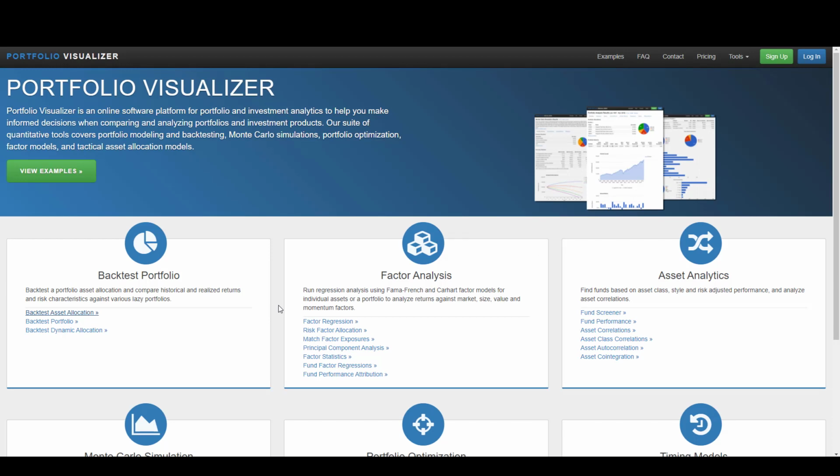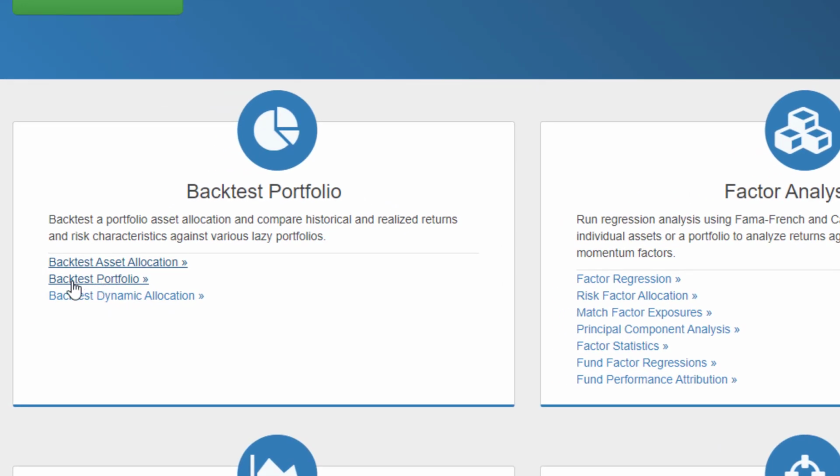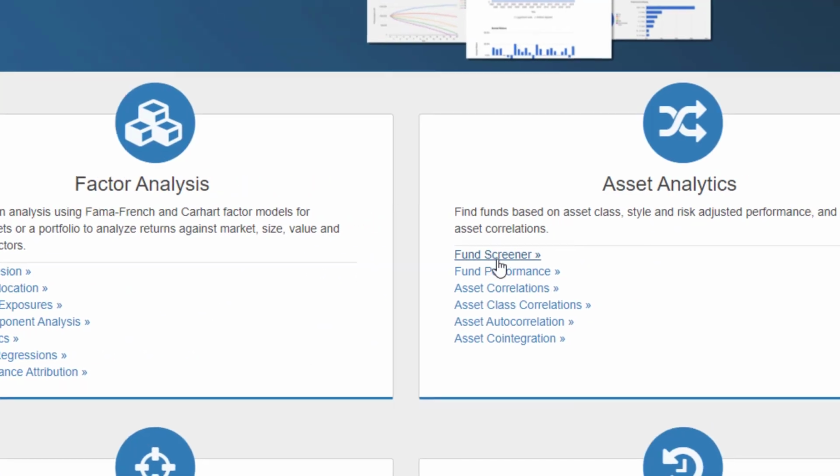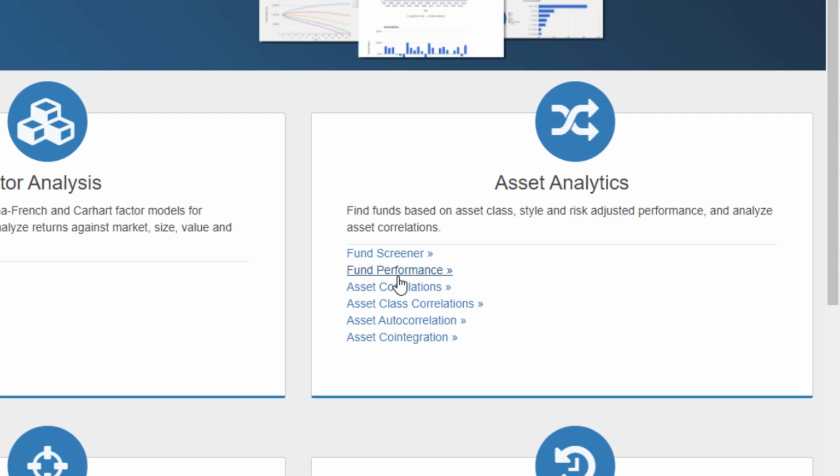I wanted to feature Portfolio Visualizer. I wanted to highlight three sections of this website. I wanted to take a look at the backtest portfolio section, the fund screener, and the fund performance section.